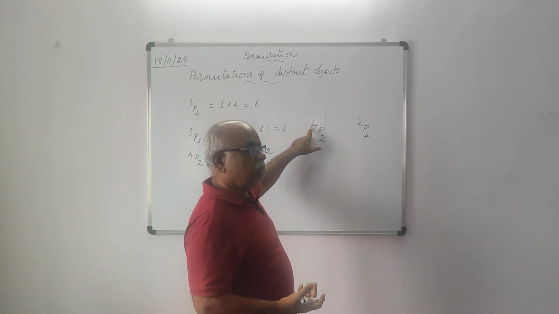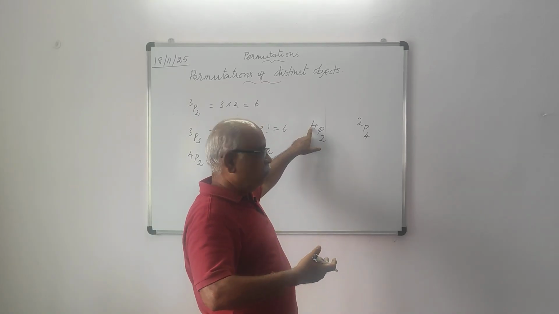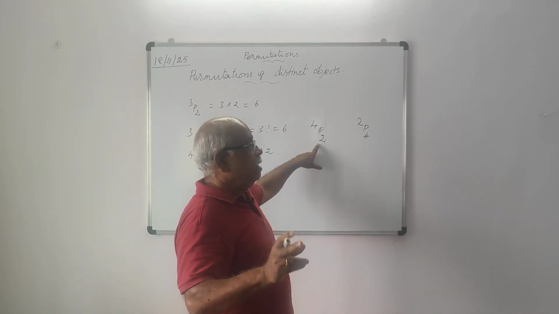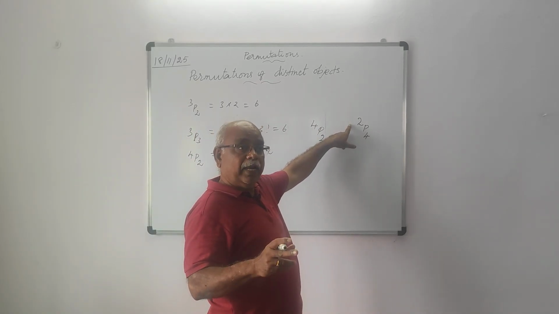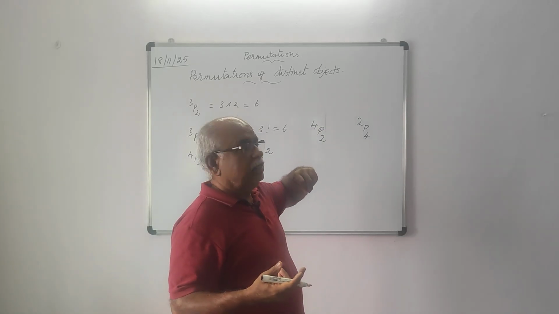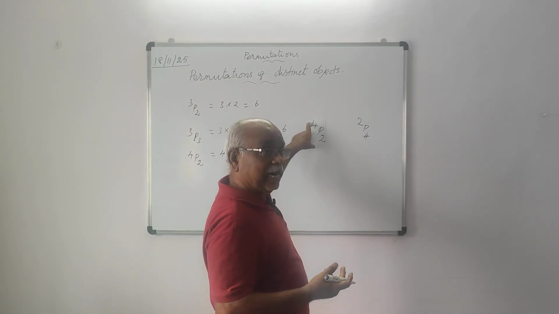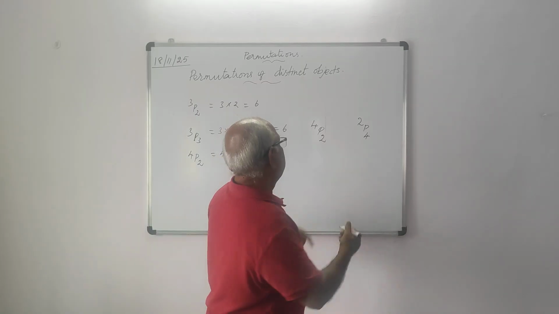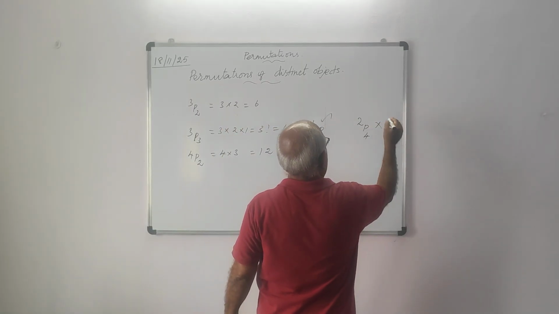See, 4 people are there. From those 4 students, I can select 2 students. But the number of students is 2 only, how can I select 4 students? So, the upper number should always be greater than the lower number. This is possible. This is not possible.